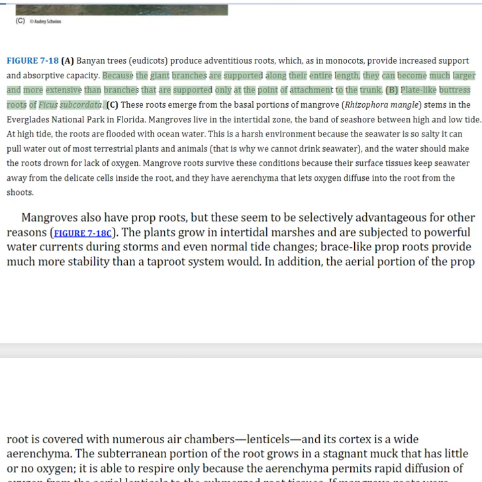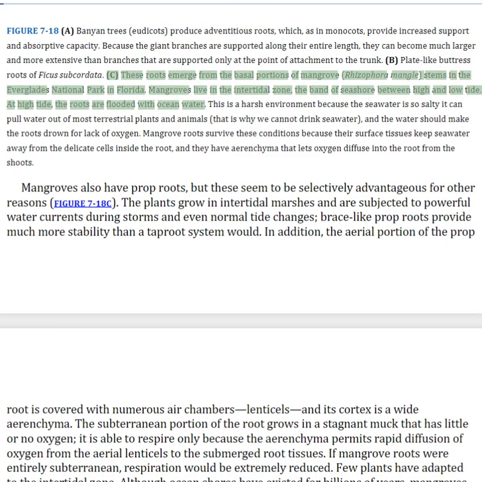Plate-like buttress roots of Ficus subcordata. These roots emerge from the basal portions of mangrove stems in the Everglades National Park in Florida.